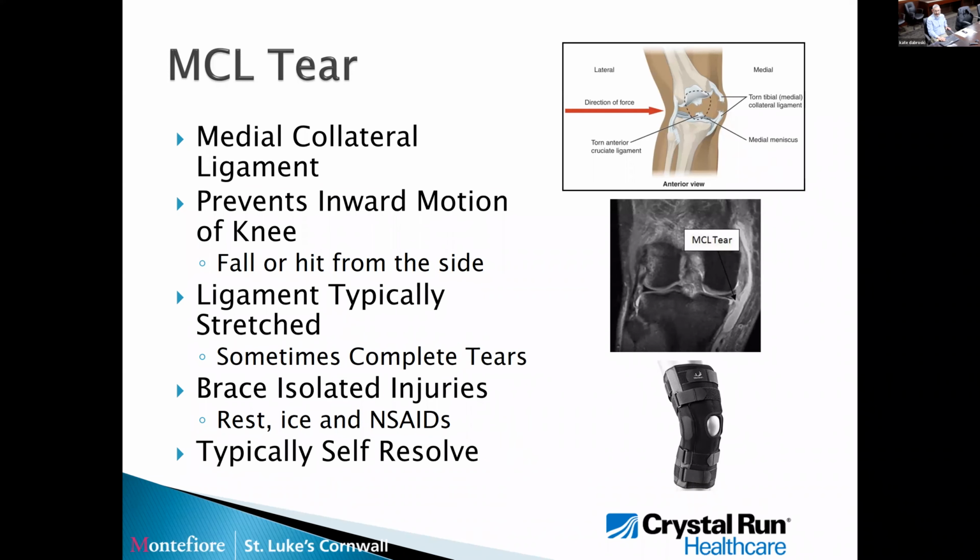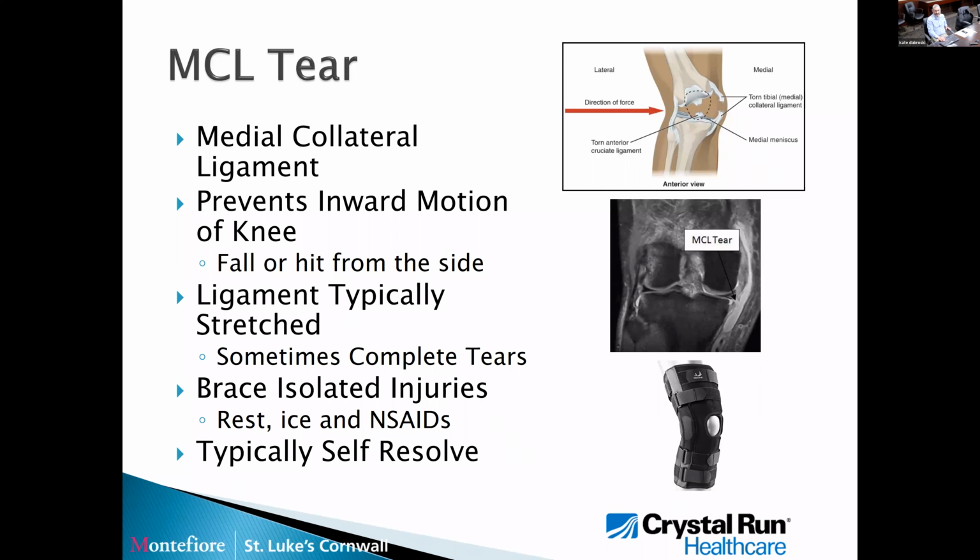So, MCL tears, of the medial collateral ligament. This prevents inward motion of the knee. If you can see there, the red arrow in the top picture, that's the outer part of the knee. And that looks pretty painful, even in the picture, to have your knee bent that way. It's usually a fall or a hit from the side, or for instance, getting your foot caught and the knee bending in that direction. In most cases, the ligament is stretched. It's not completely torn. In some cases, it does completely tear, obviously.